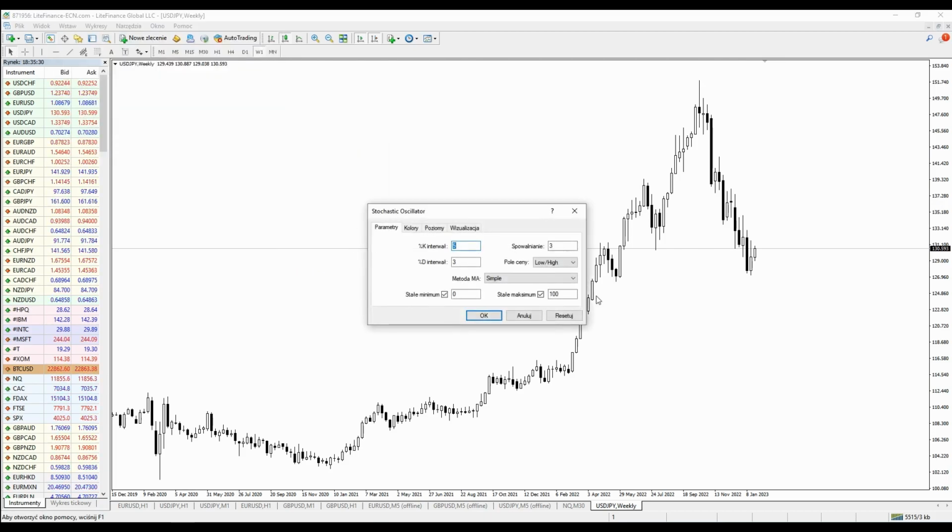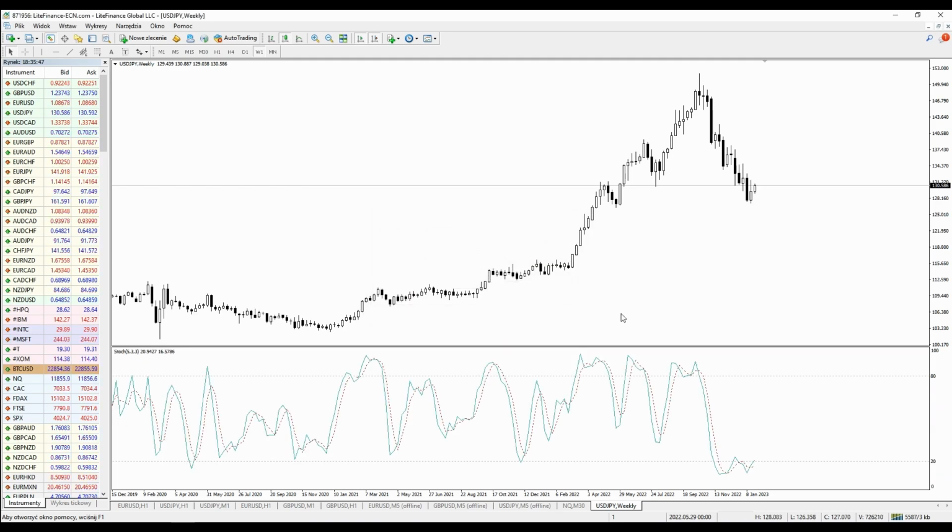There you go. That's the stochastic, and the usual setup is 5, 3, 3. Well, here's a tip: try to change it and work with it. Maybe instead of the 5, try to use 8. But again, do your own homework, do your own research here.